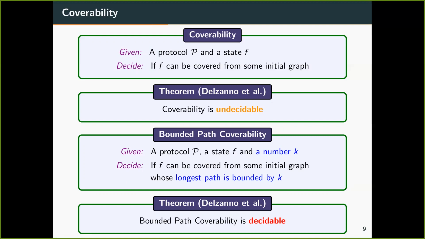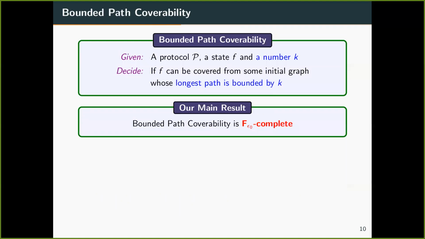And our main result in our paper is that this bounded path coverability problem is complete for a class called F epsilon naught. F epsilon naught is a complexity class in what is called the fast growing hierarchy.